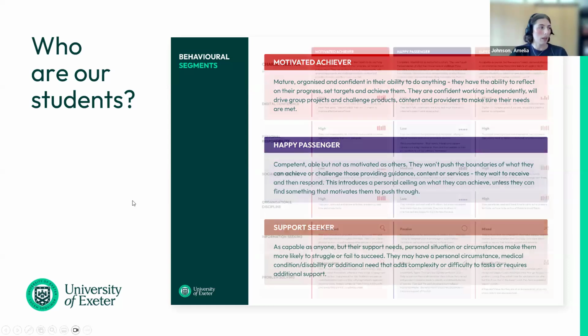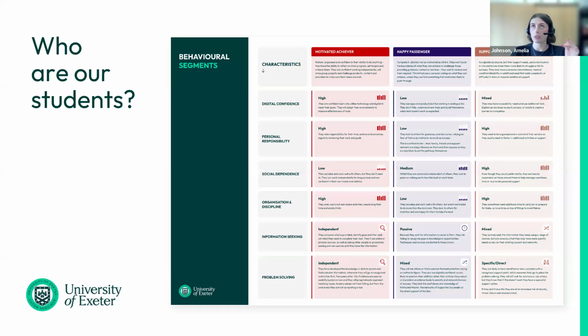So our 3 behavioural segments are slightly different to your typical demographic segmentation of university students. So they take into account things like a student's digital confidence or their social dependence or their ability to solve problems. And students don't necessarily fit into one category throughout their whole time. They can move between them in different situations and across their time at Exeter. The creation of these has been long and very thorough, and we're constantly validating them with every research activity that we do. But we are currently confident that these are representative of our Exeter students.